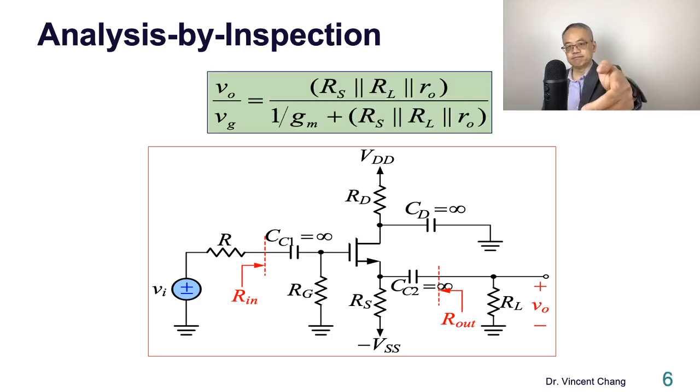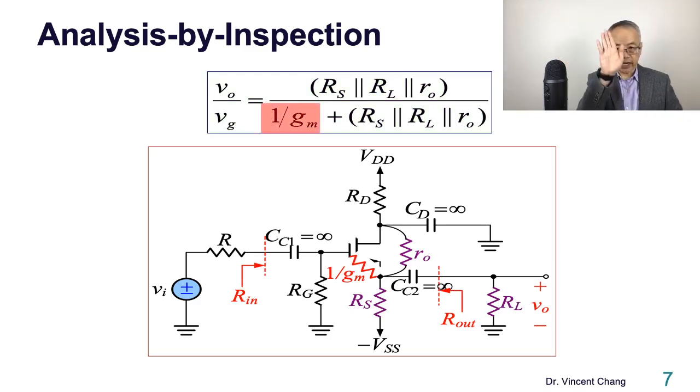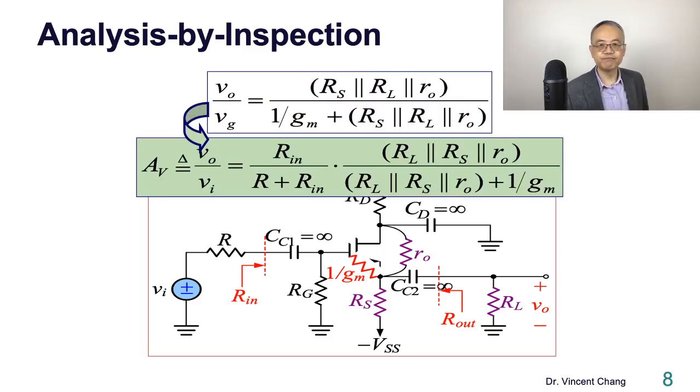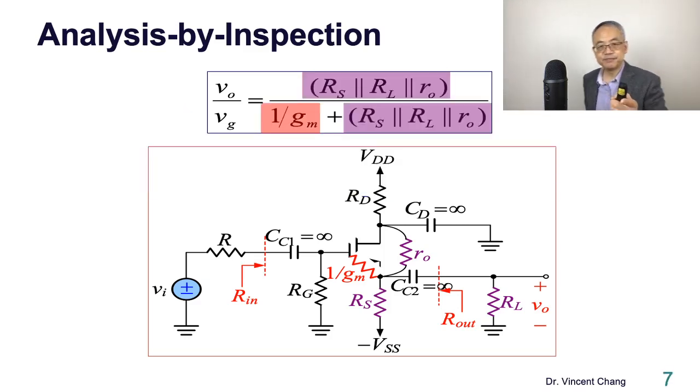RS goes to ground, RL goes to ground, and there's the AC ground on the top, RO. So RS, RL, and RO are external. Again, 1 over gm is the internal resistance, and the purple highlight is the external one, RS, RL, RO. You got it?